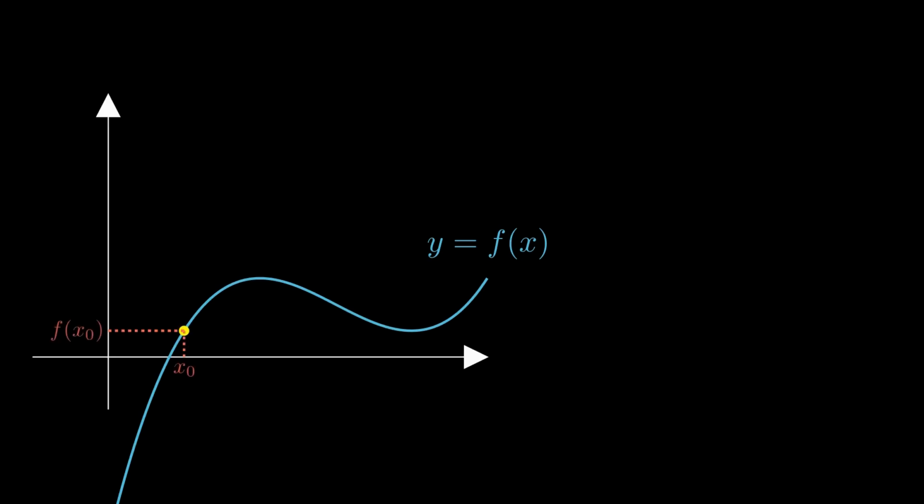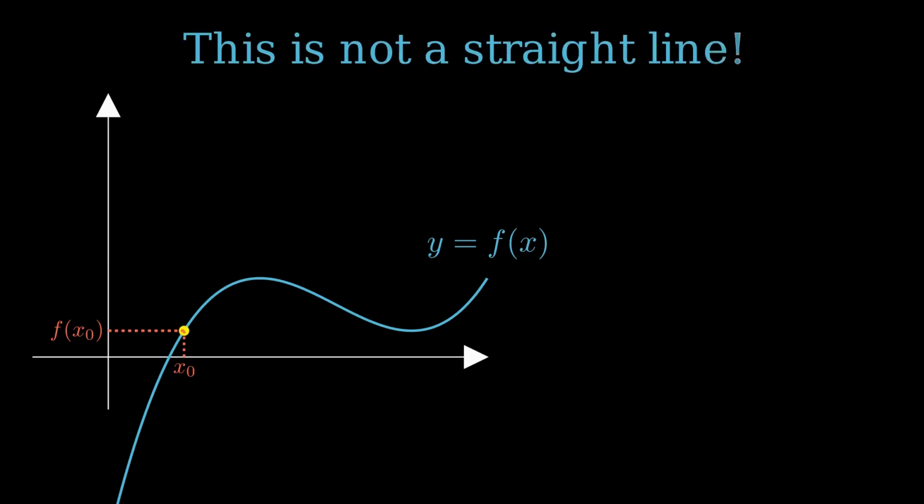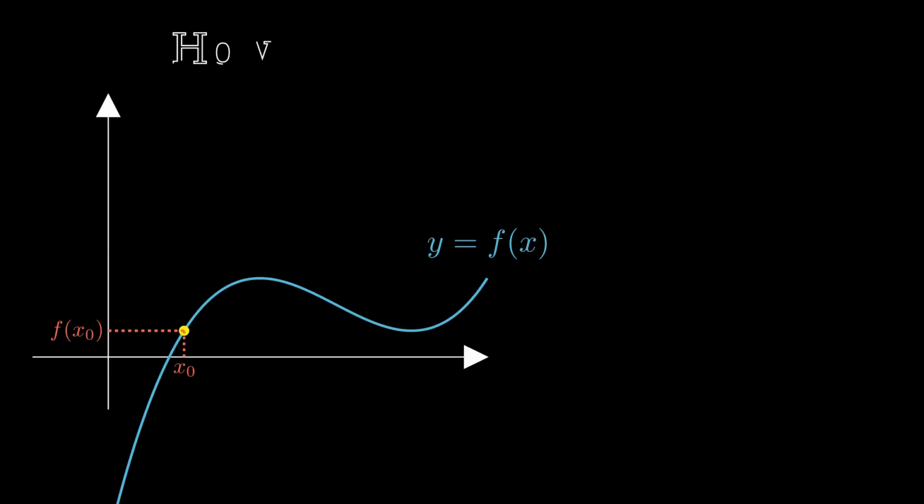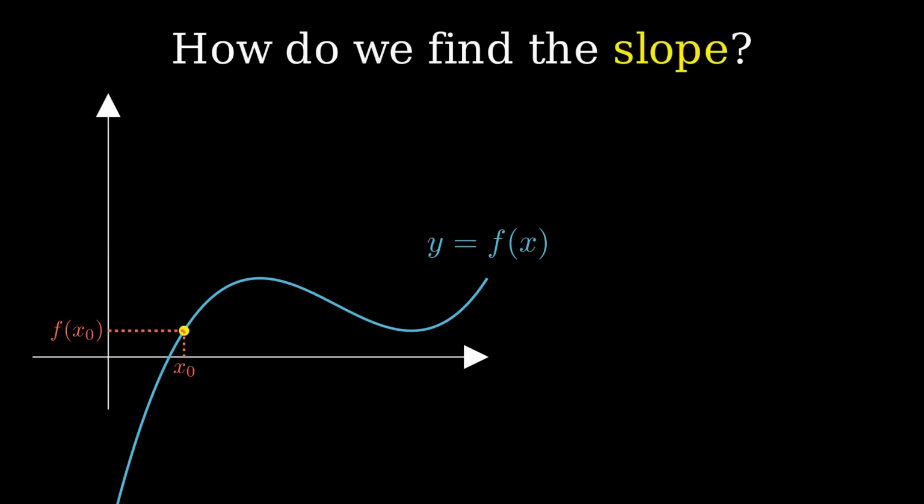Let's switch to a general function. What we want is to understand the slope of the function at a single point. Let's call that point x naught. Here comes the problem. This isn't a straight line anymore. So, how do we find the slope?